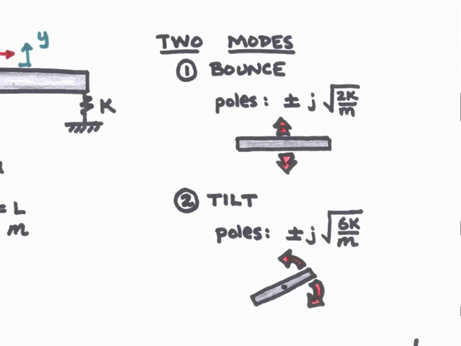We found before that the beam had two modes. One mode was the bounce mode, where the beam moves up and down without tilting. The poles of this mode are plus and minus j square root of 2k over m. The other mode is the tilt mode, where the beam rotates about its center of mass, and its poles are plus and minus j square root of 6k over m.